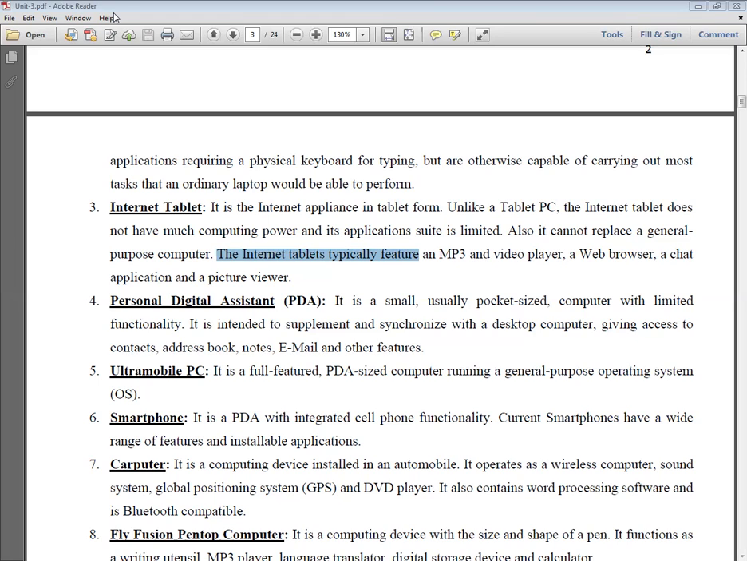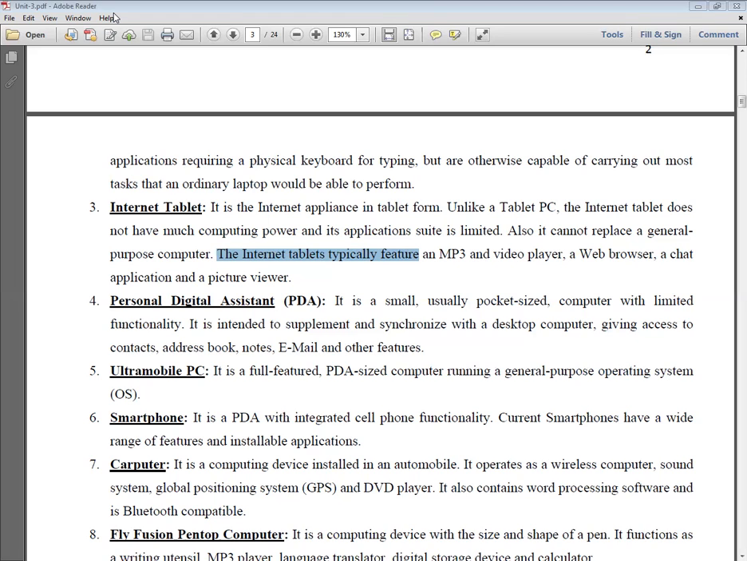And the seventh one is carputer. So what is a carputer? So carputer is nothing but a computing device installed in an automobile. Suppose if an automobile has a computing device involved in it, then it is called as a carputer.